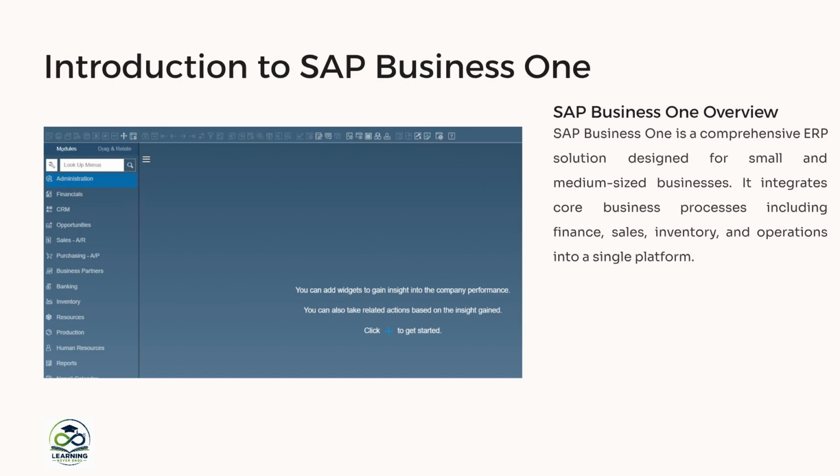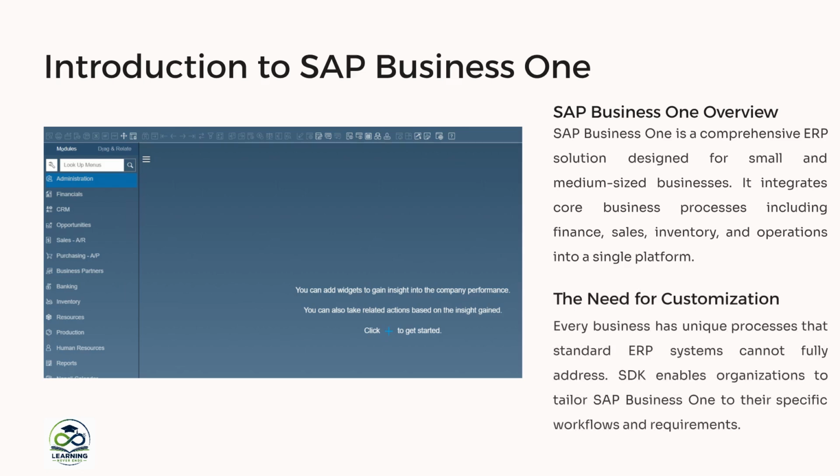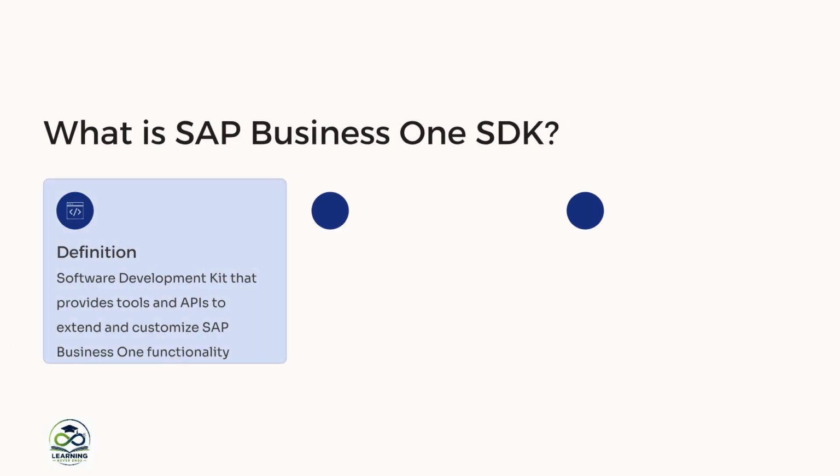SAP Business One is a comprehensive ERP solution for small and medium-sized businesses, integrating core processes like finance, sales, and operations. The SDK is essential because businesses need customization to meet unique workflows that standard ERP systems cannot fully address. The SDK is a software development kit providing tools and APIs to extend and customize SAP Business One functionality.